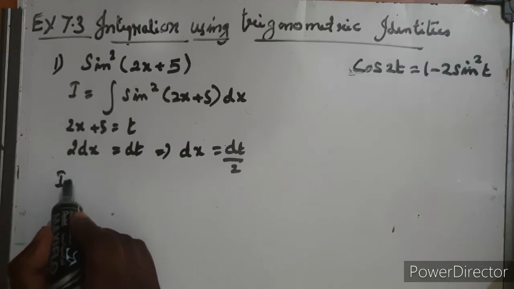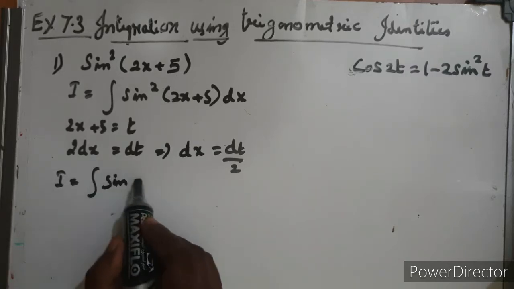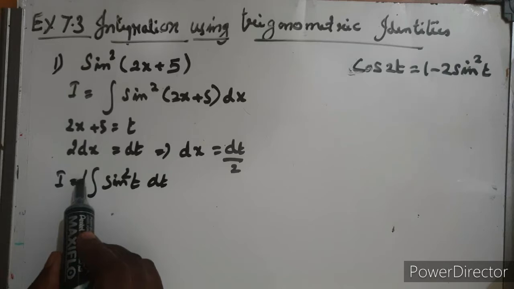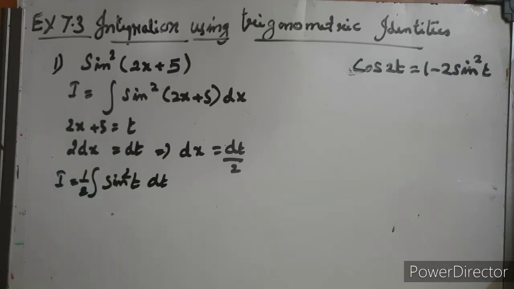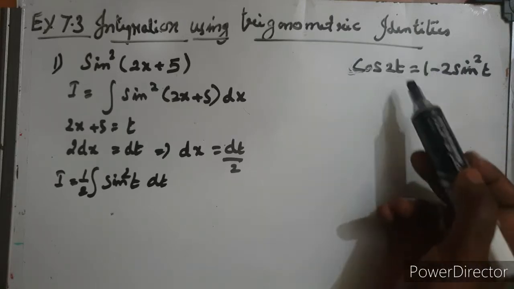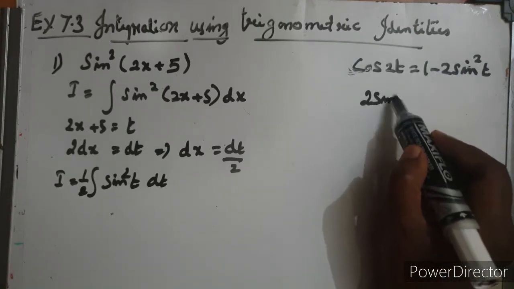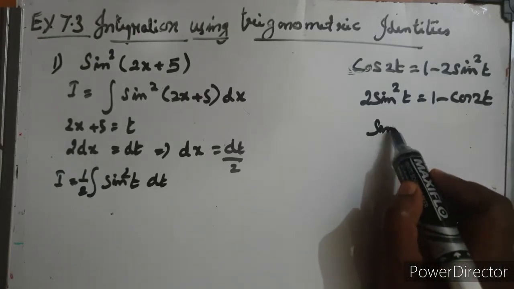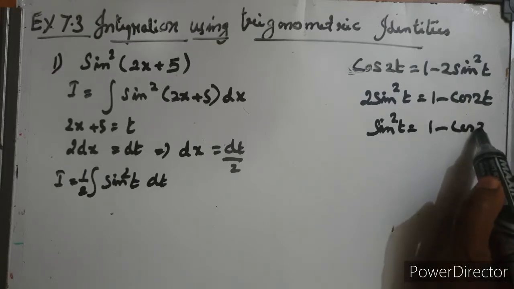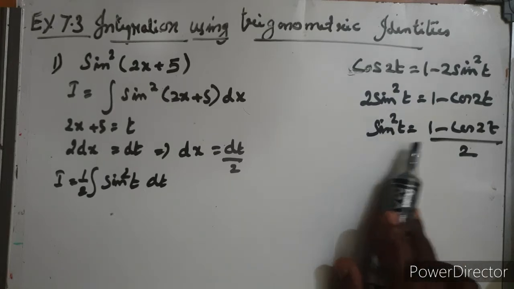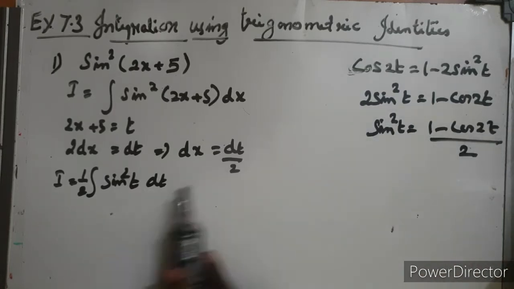So I equal to sine square t, and dx is dt by 2, so sine square t into half. Now we have to integrate this using the trigonometric identities. So cos 2t is 1 minus 2 sine square t. I am rewriting this as 2 sine square t, which is equal to 1 minus cos 2t. So sine square t is 1 minus cos 2t by 2. Here I am going to apply this sine square t as 1 minus cos 2t by 2 over here.